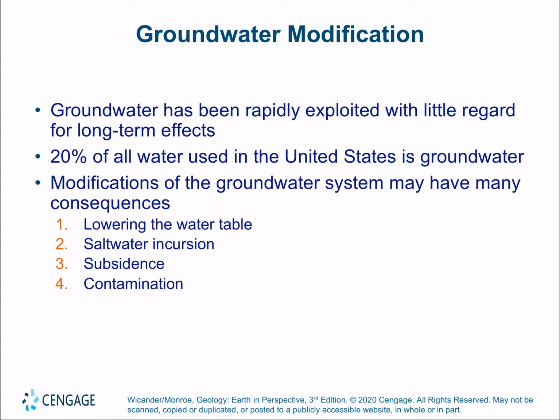So how can we modify groundwater? Well, we have been using groundwater and we haven't been concerned with the long-term effects. About 20% of all the water that's used in the U.S. is groundwater. If we don't make some modifications, we could have some serious consequences to deal with. We could see a lowering of the water table. We could see saltwater incursion. We could see subsidence, and we could also see some contamination occurring.